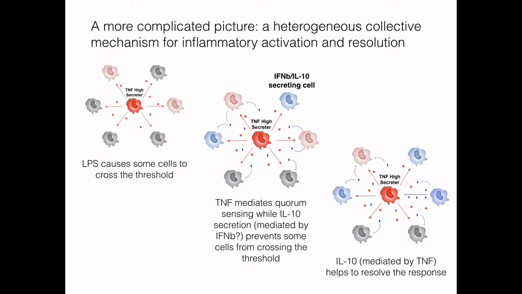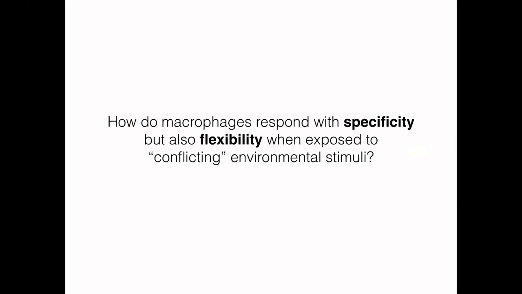Okay, so for the second part of my talk, I think I have a few minutes left. I want to talk to you about another question. So let me pose it here. If we treat these cells with LPS, and some of them are, for the sake of argument, poised to respond by making high levels of TNF, you might ask yourself, are the other cells poised to respond to something else that macrophages need to respond to in their environment? And so that's the question we asked. How do macrophages respond with specificity, but also flexibility, when exposed to conflicting environmental stimuli?